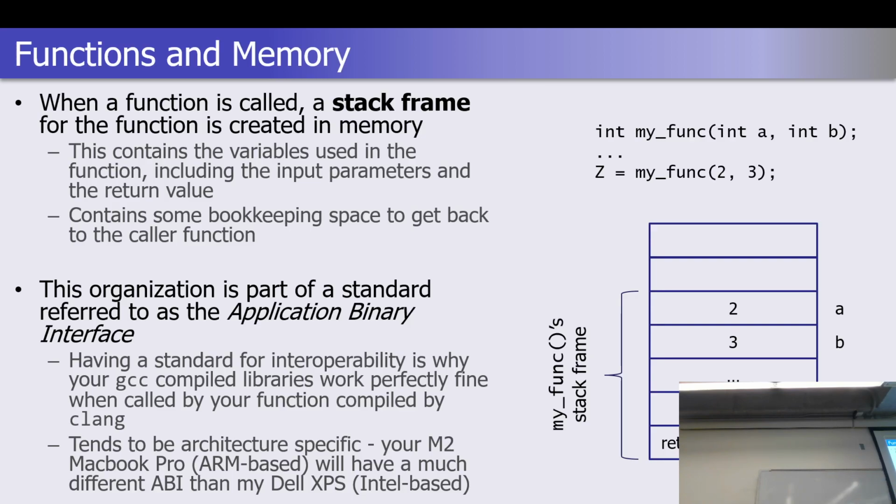So when I have a function that calls my func, it's going to have a region of memory dedicated to it that has, in addition to other things, copies of the input variables, as well as the information necessary to get back to the caller function, the actual address in memory that gets us back. That is part of effectively a quasi-standard referred to as the application binary interface. It's a standard for interoperability that allows me to write a function and compile it with one compiler, and by and large it'll work when I link it together, or when somebody else links it together at some future point in time. It tends to be very architecture specific though.